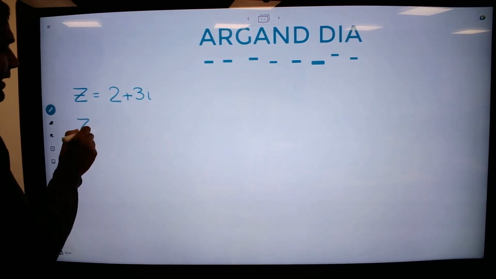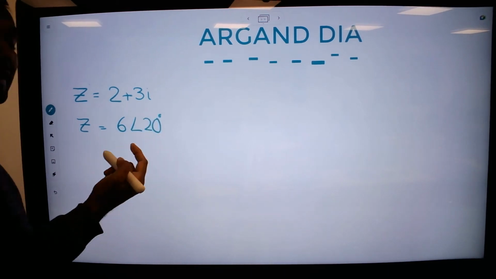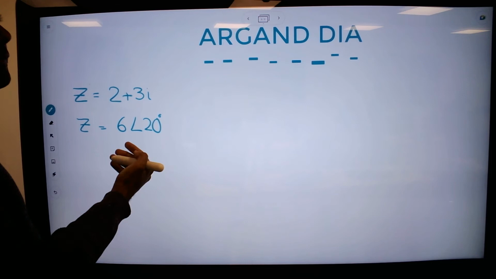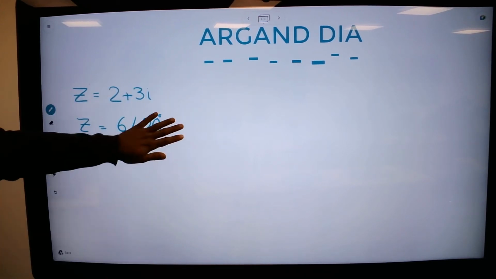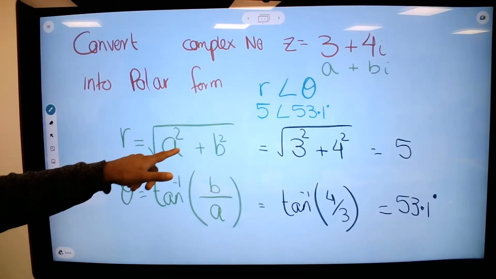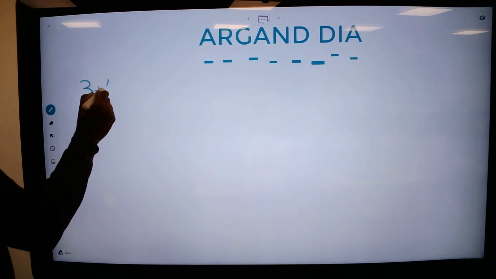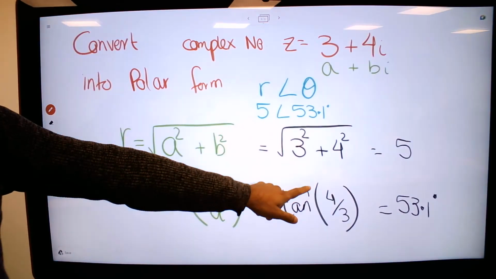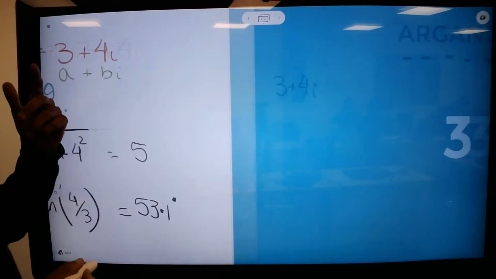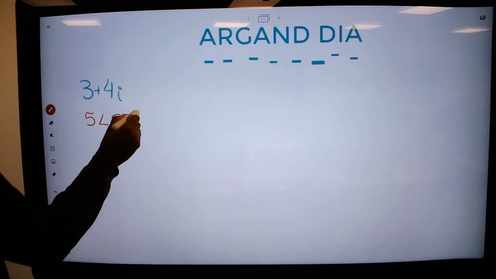Let's say if I write something like 6 angle 20 degrees, this is a polar form. So Cartesian form, polar form. Now you can actually plot, if I go back, let me just copy the one from here so it's much better. I've got 3 plus 4i, which is exactly the same as what you have here, which is 5 angle 53.1 degrees.